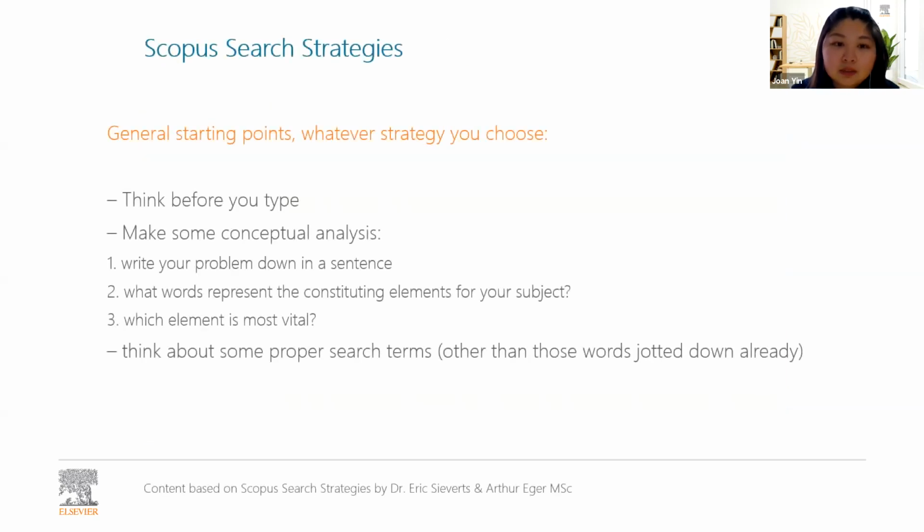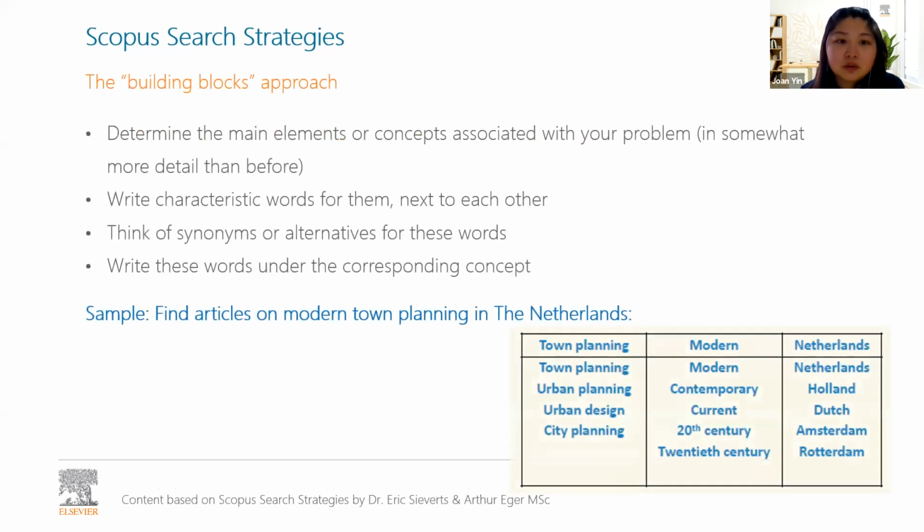So before you start to get the keywords you want, I would suggest you think before you type and make some conceptual analysis by following these steps. Write your problem down in a sentence, think about what words represent the elements of your subject, and think about which element is most vital. Then think about some proper search terms and combine the search operators.